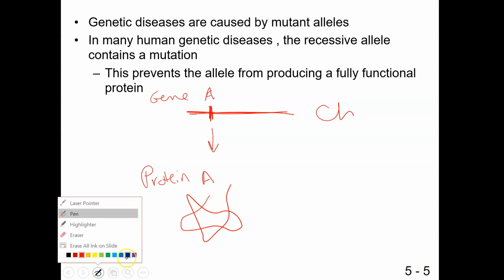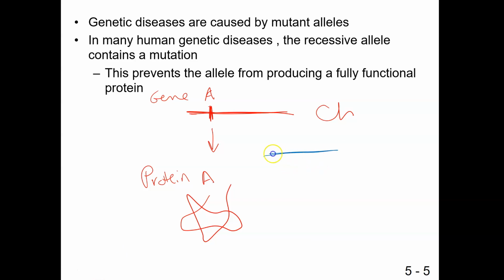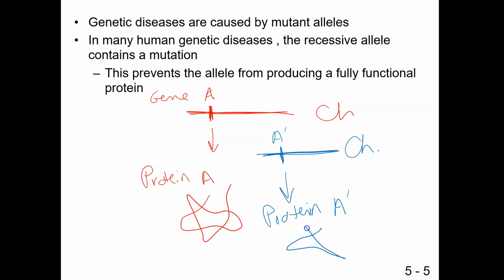If, on the other hand, you have a situation where you have a mutation, which we're going to call A prime, okay? It's similar, but there's just a mutation. Well, then protein A prime will end up, instead of looking kind of like this star shape, like that. The star and the squiggle don't do the same job. This means that you have a protein that does not function. It's non-functional in the traditional sense of protein A.